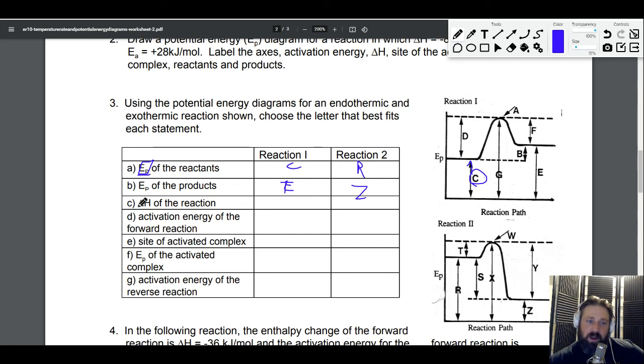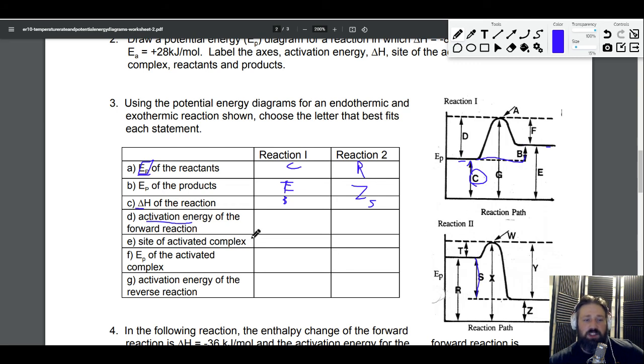All right, delta H of the reaction. So the delta H, again, the change in the energy from reactants to products. In this case, reaction 1, it's going to be B. Reaction 2, S. So the delta H of the reaction is, when you go from reactants to products, just like that.